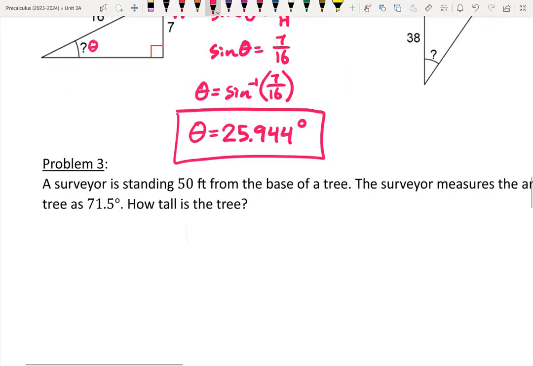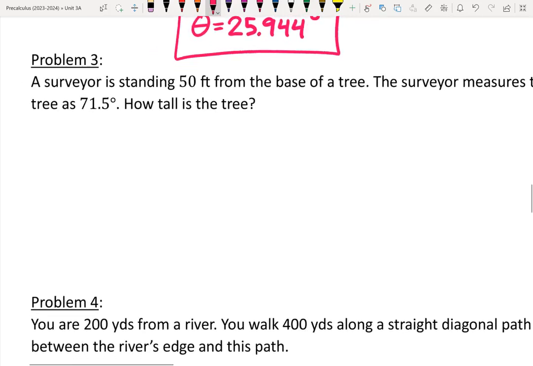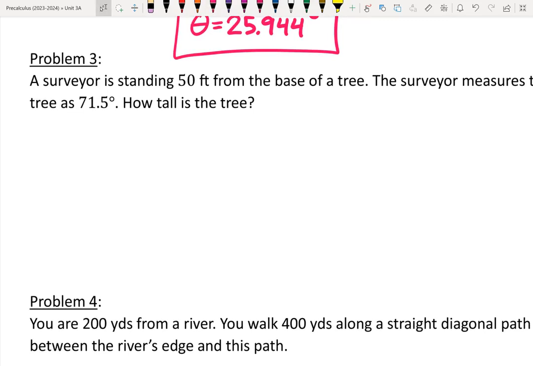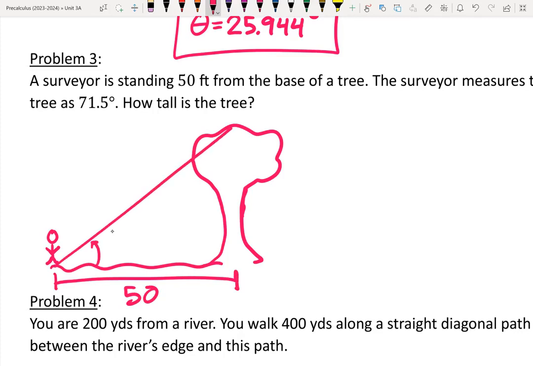So problems 3 and 4, we don't have time to do those. I want to get to some of the stuff on the back, maybe if we have time. Problems 3 and 4, I highly recommend drawing a picture to show what's going on. So this one we have a surveyor standing 50 meters away from a very, very detailed tree. We are told the angle of elevation to the top of the tree, so that's this, is 71.5, and we want to know the height of the tree. What is the height of the tree?